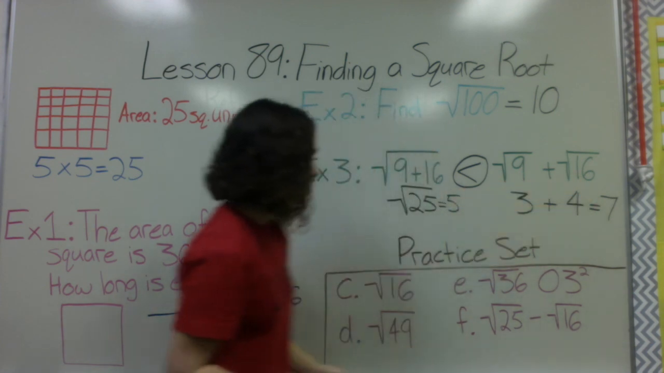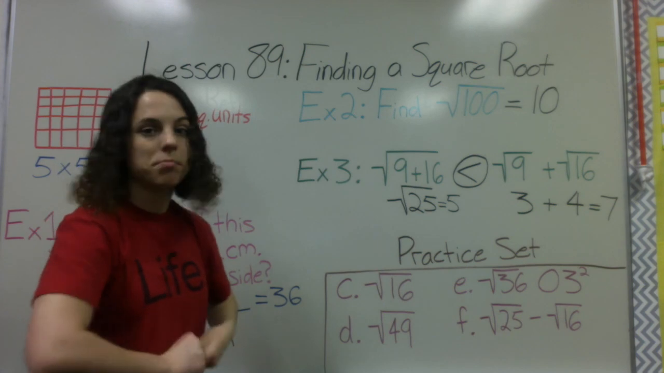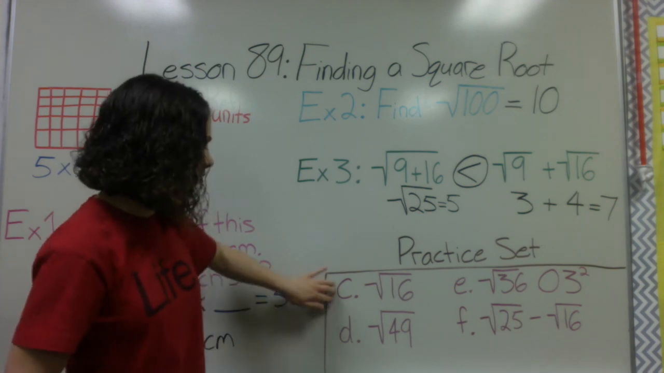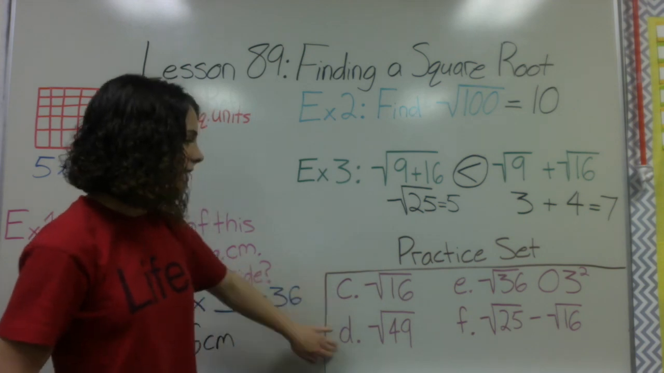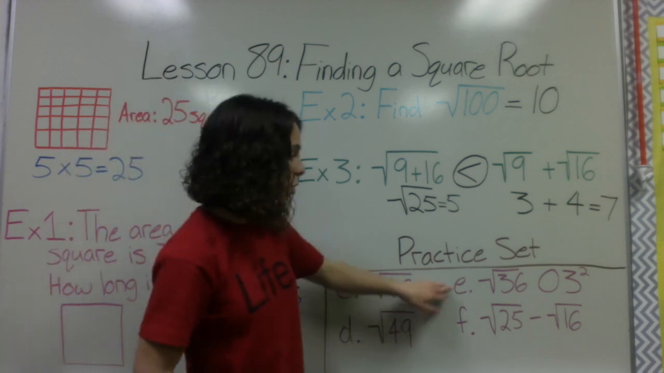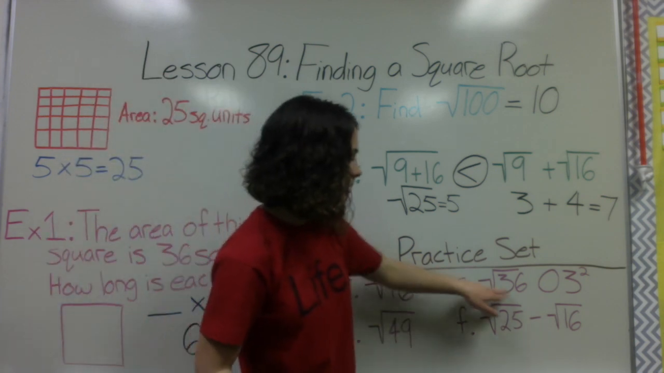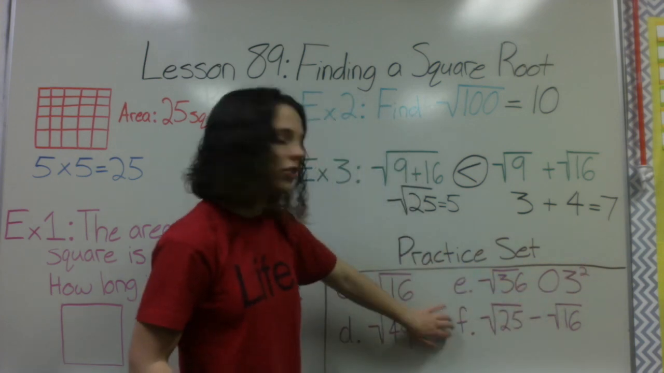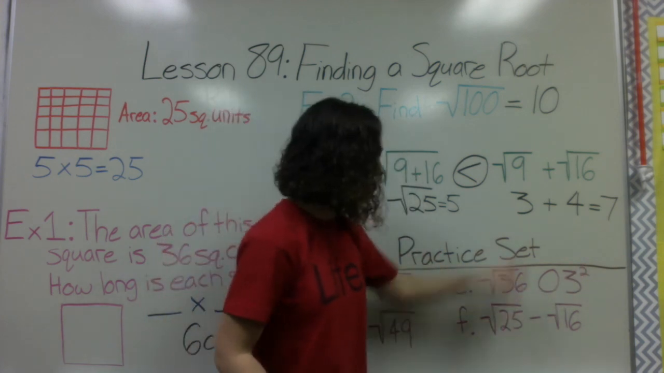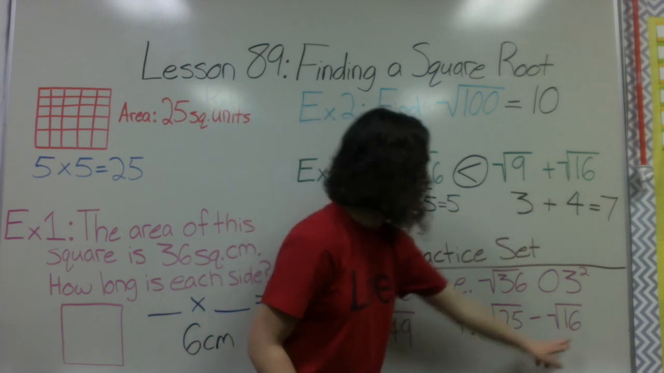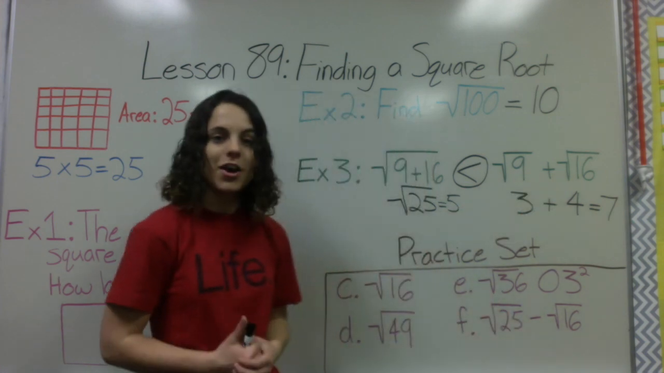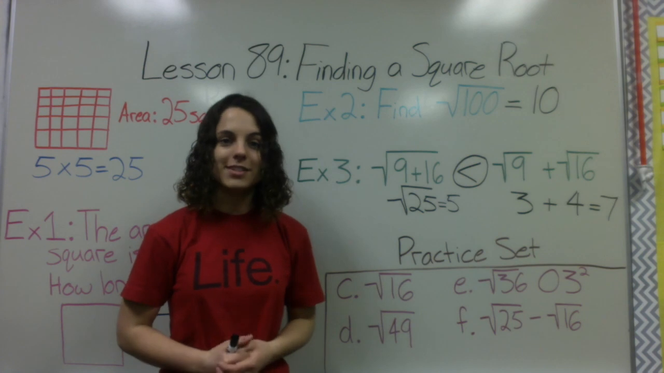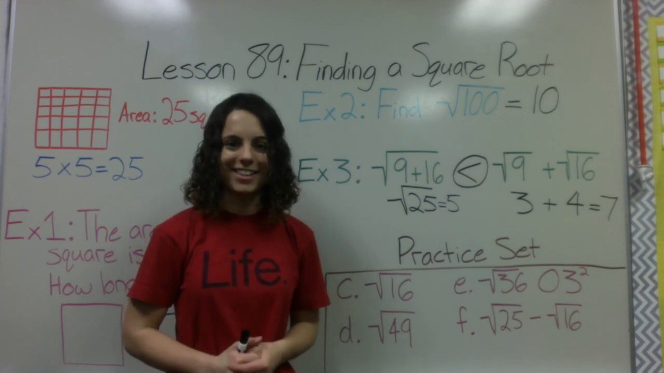So for the practice set problems, you're going to find for C and D the square root of each of these numbers. And then letter E, you're going to compare the square root of 36 to 3 squared. In letter F, you need to find the square roots first, just like we did here. Find the square roots first and then subtract. Hopefully it'll be very simple. We'll go over your answers in class and do more practice together. Thank you very much.